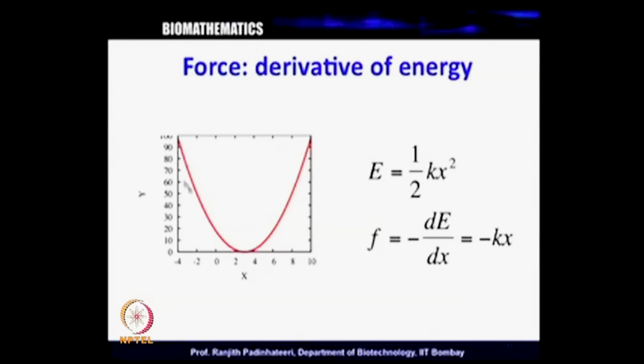So what does this mean? For this spring energy, at each point, if you calculate the derivative or the slope, you will get the force. That's what it essentially means. So the derivative of energy has a meaning, which is force. This is the physical meaning of the derivative.